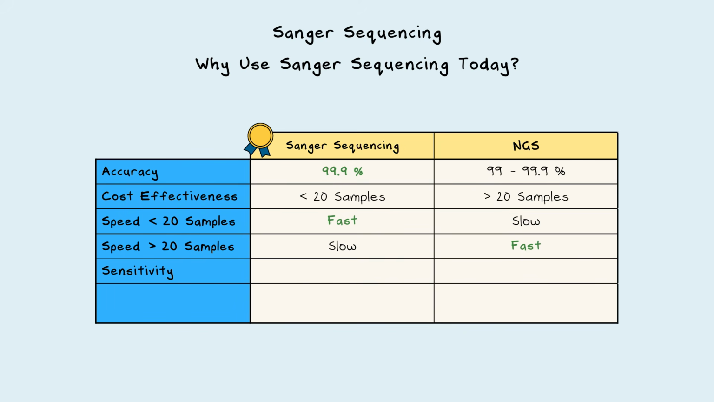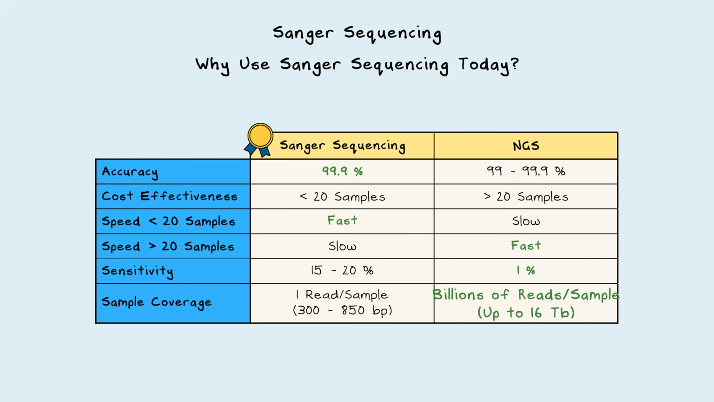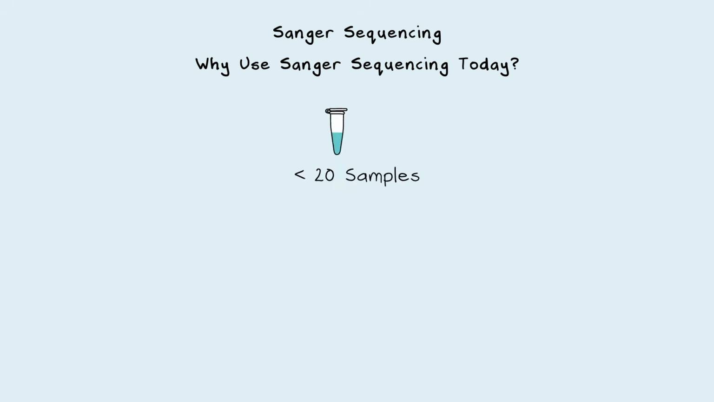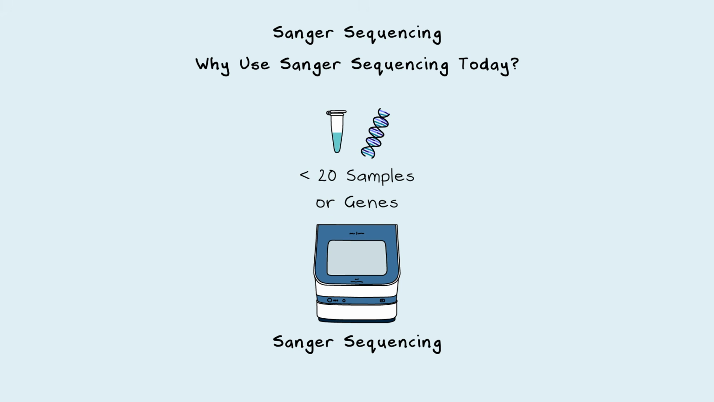But the sensitivity of Sanger sequencing to detect a base within a background of other DNA is only 15 to 20%, compared to NGS with a sensitivity of 1%. Sanger sequencing also has a low sample coverage of 1 read per sample of only 300 to 850 base pairs. In comparison, NGS can generate billions of reads per sample, up to 16 terabytes, so big that 128 human genomes can be sequenced in one run. So if you have less than 20 samples or genes you'd like to sequence, Sanger sequencing is still the method of choice.